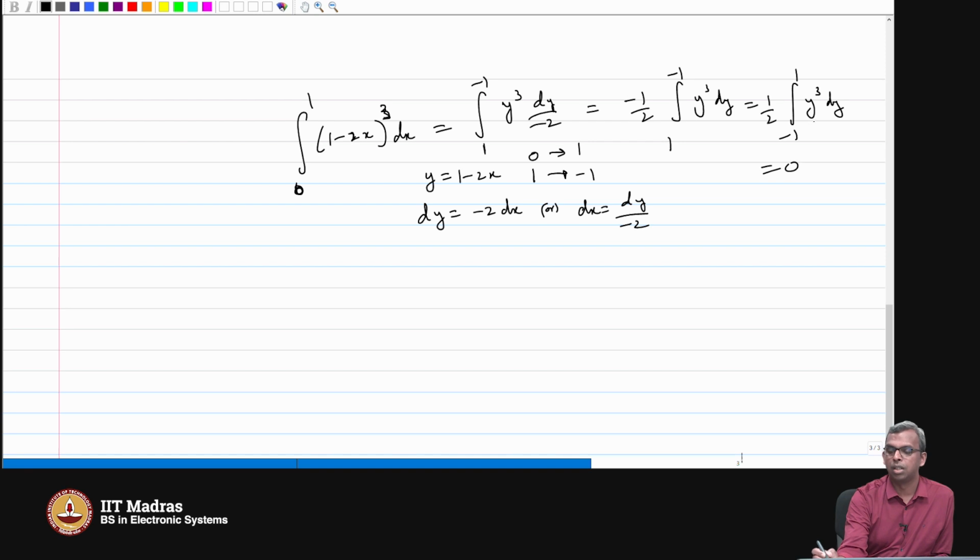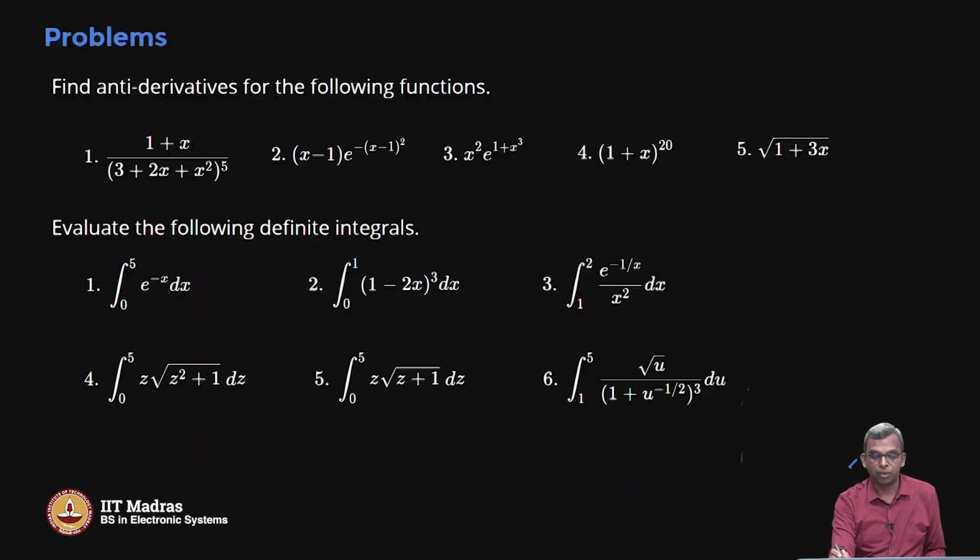How do I know it's 0? Because this is an odd function. Okay, and you can also do it the other way. If you don't believe me, you can do y power 4 by 4, evaluate between minus 1 and 1 and you'll get 0. So this becomes 0. It's a very easy evaluation that we did here.